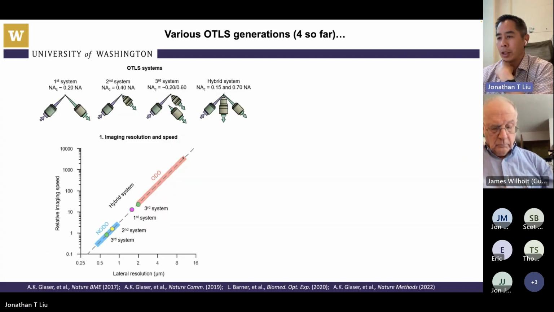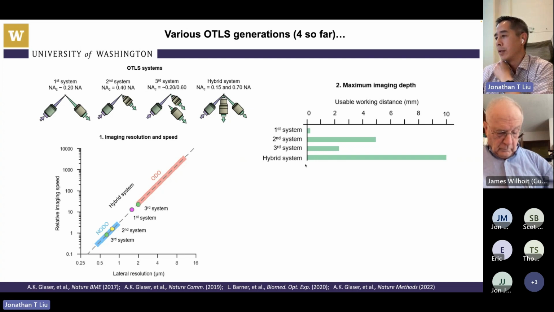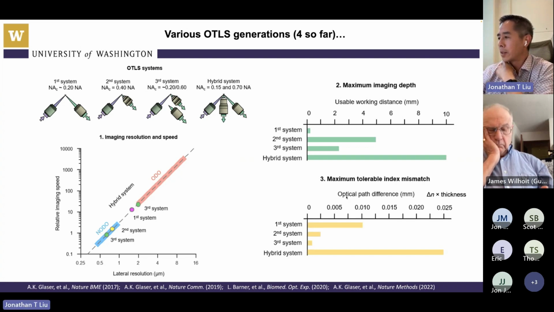So here's just a summary. There's a lot of numbers here, but the basic take-home message is that as we have developed different generations of our systems, we've improved the resolution. Now we have multi-resolution systems that can image at high resolution as well as low resolution. Of course, imaging speed, this is a log scale, so imaging speed trades off severely with the resolution. So we have to be careful with how much resolution, how much magnification we want to image at. Our latest system has the longest working distance. As I mentioned, we have a 1 centimeter working distance, so we can image quite thick specimens that are transparent. And then this shows us the maximum tolerable index mismatch.